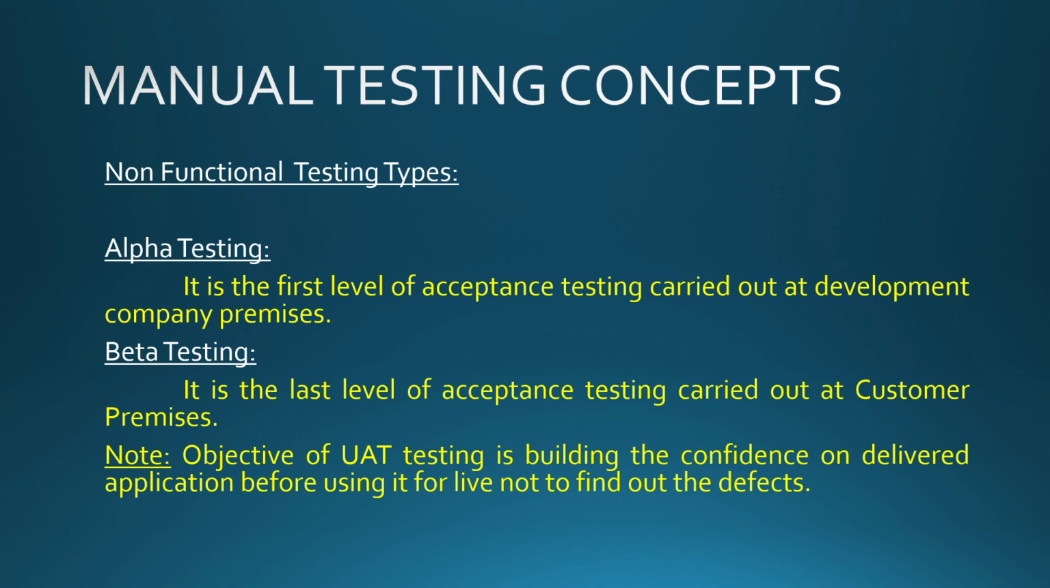During UAT testing, we are not going to find any defects. Once everything is okay, only then are we going to deliver to the customer, so that he will perform alpha testing and beta testing. The main objective of UAT testing is building confidence in the delivered application before using it live, and not to find any defects.